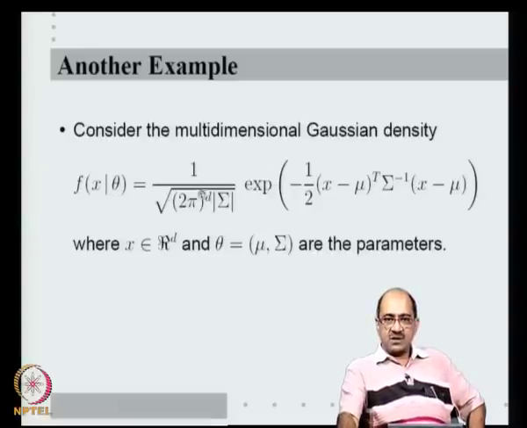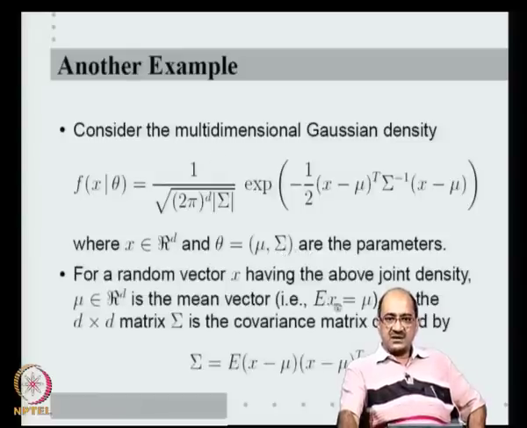This is 1 by root of 2 pi to the power d into determinant of sigma, exponential minus half x minus mu transpose sigma inverse x minus mu. As I said, our notation is that all vectors are column vectors. So, x minus mu is a column vector. So, x minus mu transpose sigma inverse x minus mu is a quadratic form which is scalar. Okay. So, here the unknown parameters theta are constituted by the mean vector mu and the matrix sigma.